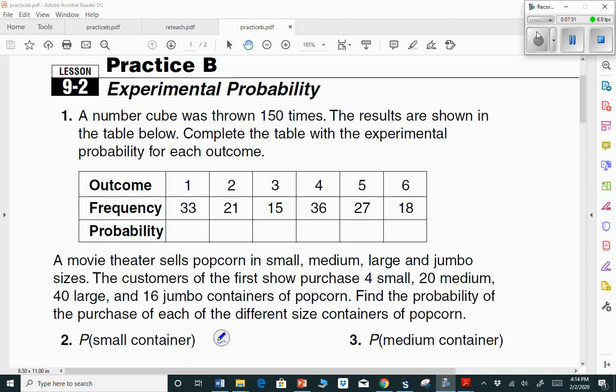All right, let's work a few more problems. Number one, a number cube was thrown 150 times, so that's nice. They gave us the total. The results are shown in the table below. Complete the table with the experimental probability for each outcome.